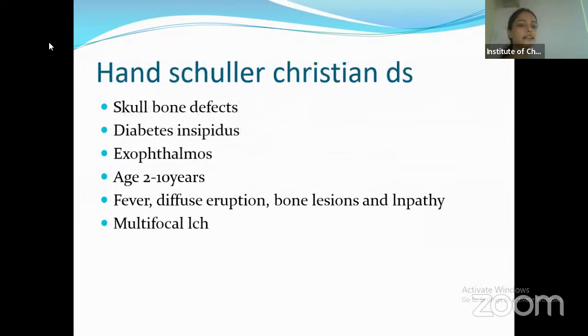Hand-Schüller-Christian disease has a typical triad of skull bone defects, diabetes insipidus, and exophthalmos. Age of presentation is between 2 to 10 years, and it might present as a vague clinical presentation like fever, diffuse eruption, bone lesions, and lymphadenopathy.